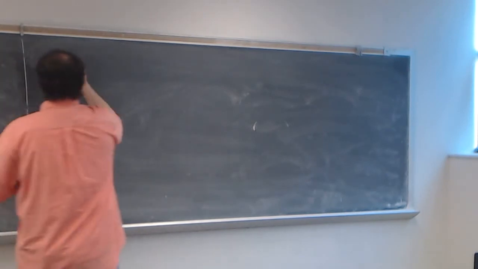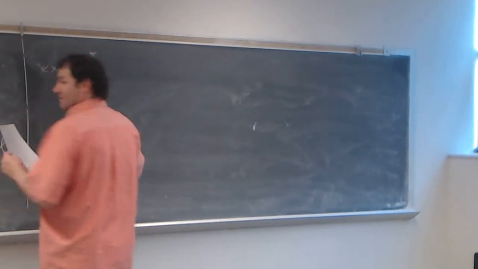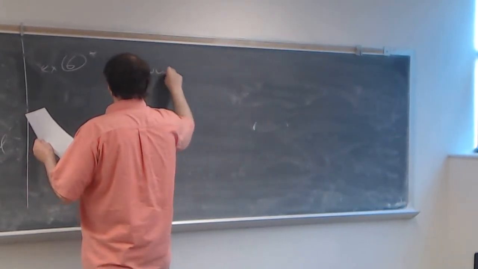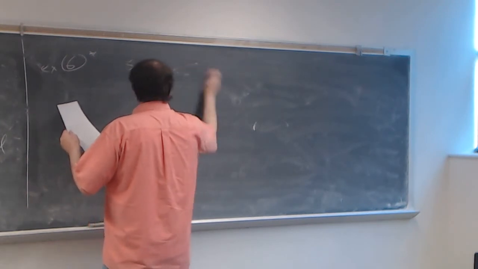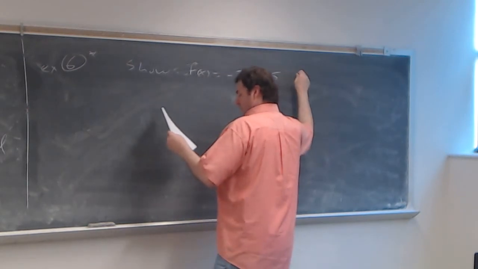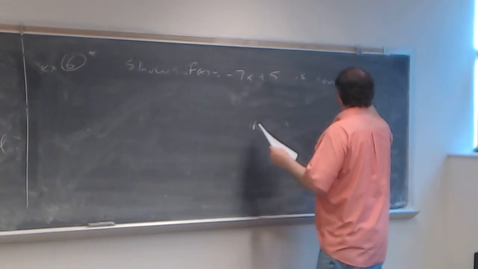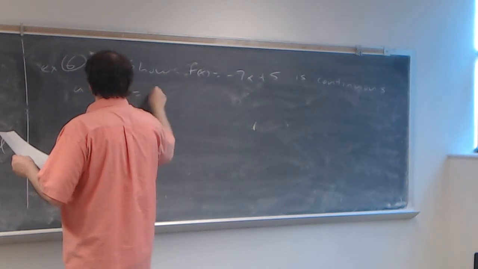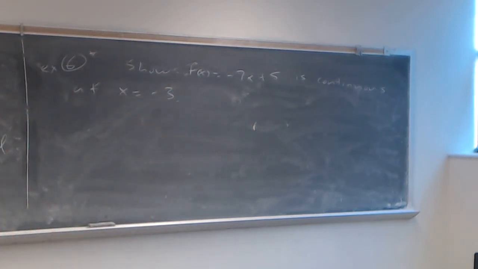I'm going to call it 6 star. Example, okay? So it's something like number 6. It says show f of x equal to minus 7x plus 5 is continuous at x equal to minus 3. That's the problem I made up. Very much like the problem that we're being asked to do. And the way I intend for you to do it is by the definition.